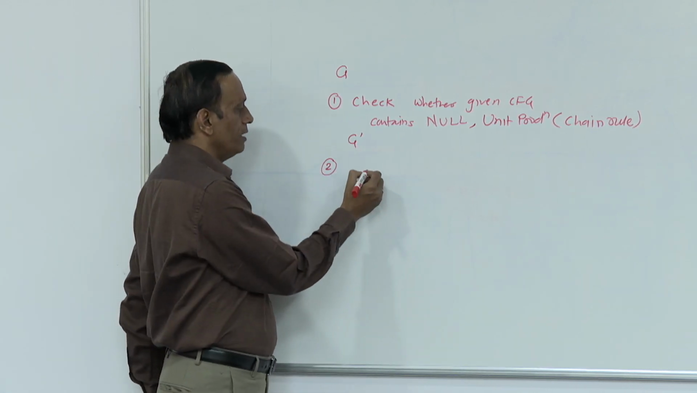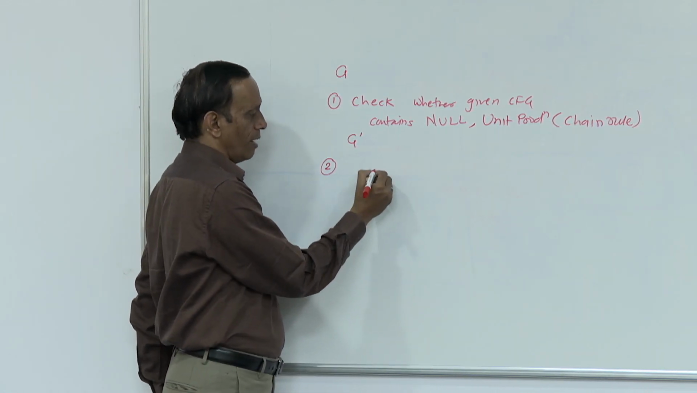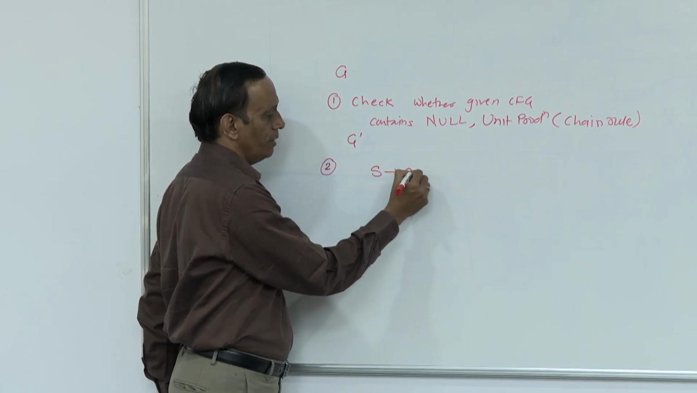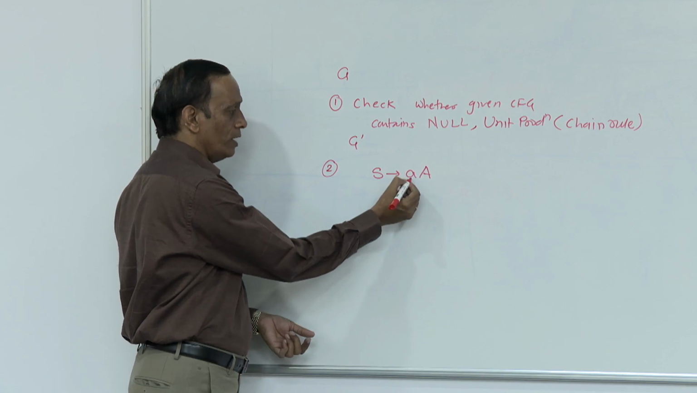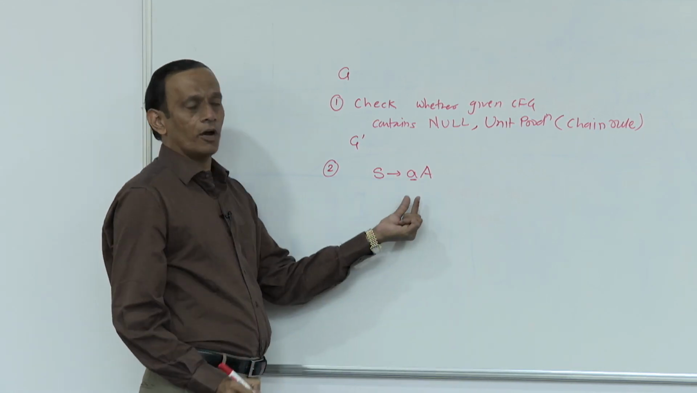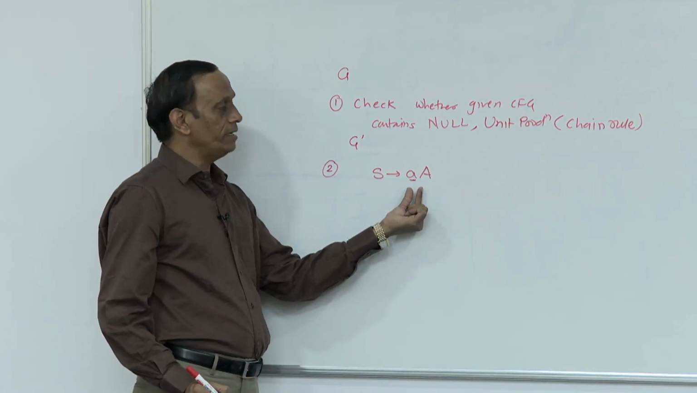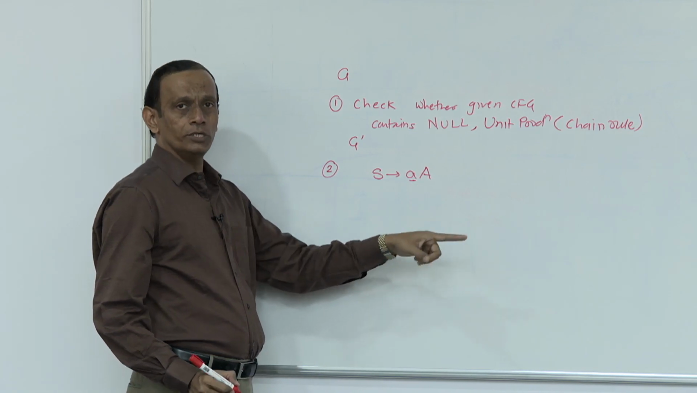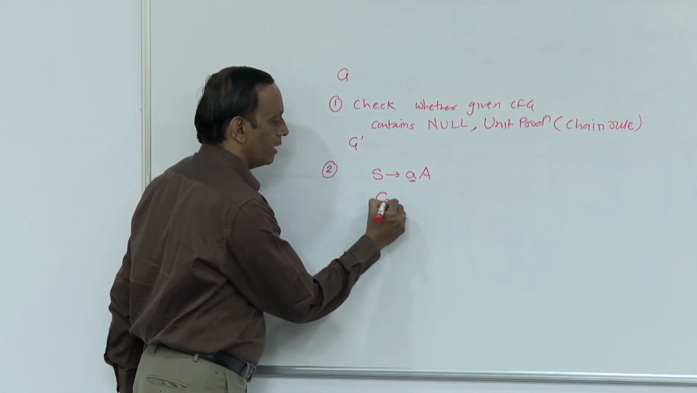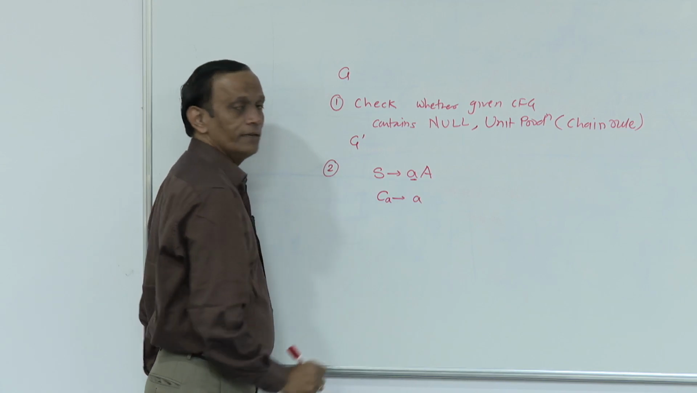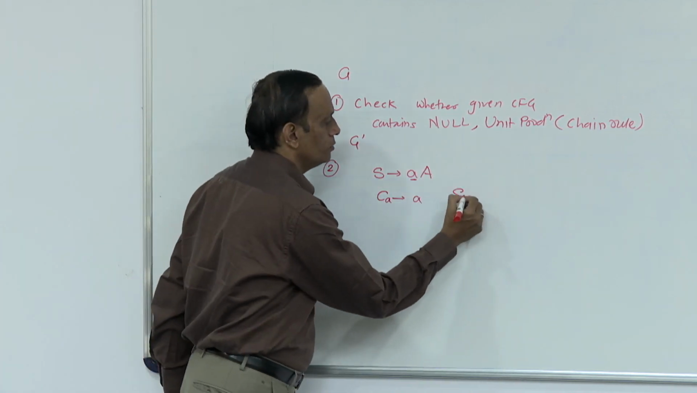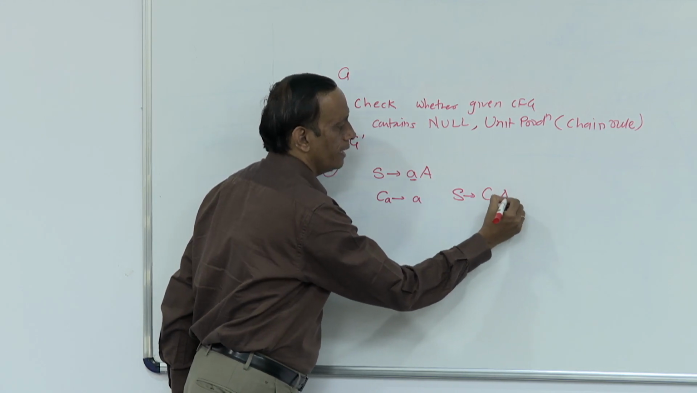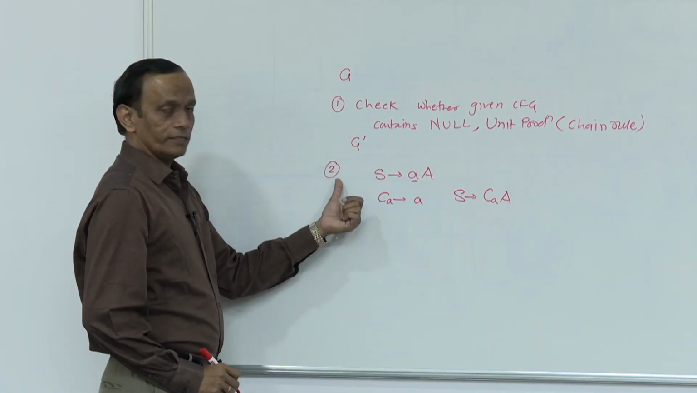So for example, suppose I have some grammar with one production like this. Now I have to find out whether I have any terminal occurring towards the right side. If so, then I have to introduce a new variable, for example CA, and then I will rewrite this production as A gives CA and A. So this would be our second stage.